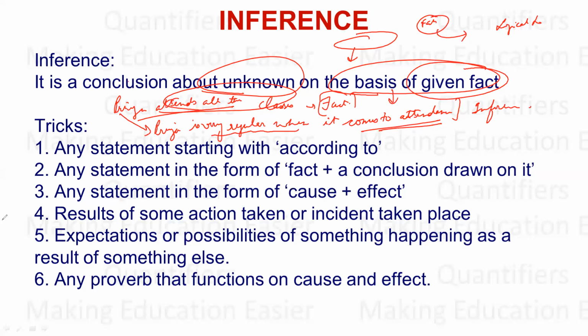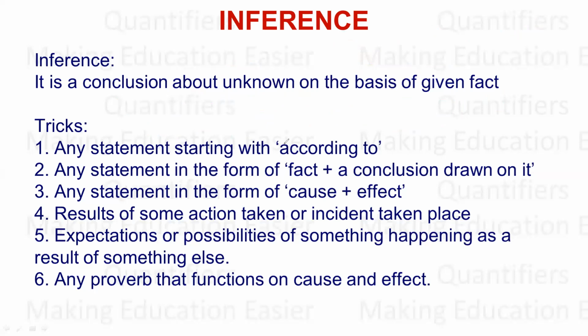Now, again, just like facts, there are 6 pointers to your inferences also. Any statement starting with "according to": someone has said something, that is your fact; "according to" is your inference. Any statement in the form of a fact plus a conclusion drawn on it. There is a fact given to you, and on the basis of it there is a conclusion. That becomes your inference, which is typically the definition of inference.